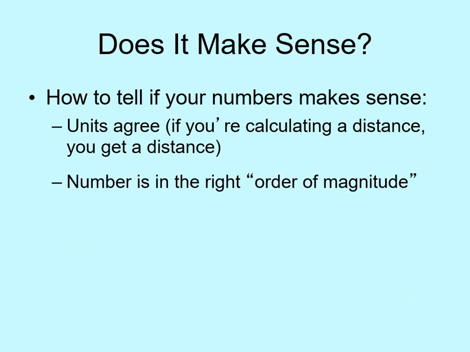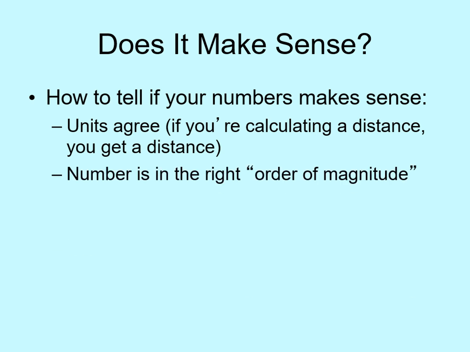Next, is the answer the right order of magnitude? You don't have to have a lot of numbers memorized in this class, but you should be able to recognize when an answer doesn't make physical sense. If you find that a planet's mass is only 2 kilograms, then that should ring alarm bells for you. Bags of rice at the grocery store are bigger than that.